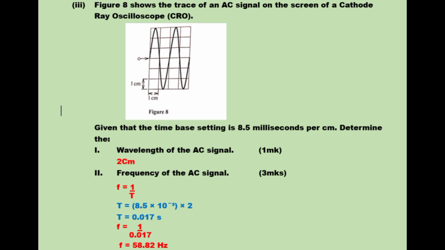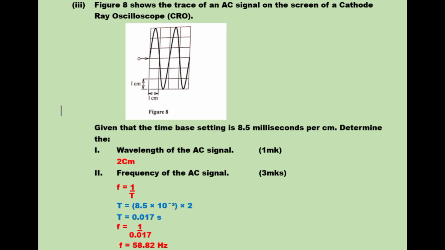So we know wavelength is given by the number of squares on the horizontal for one wave. One wave has 2 squares on the horizontal. Each square is 1 centimeter, as you can see from the scale. That means the 2 squares will give you 2 centimeters as a wavelength, or 0.02 meters. Roman 2, the frequency of the AC signal.